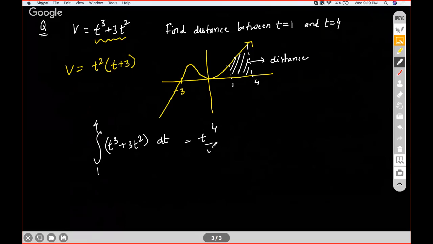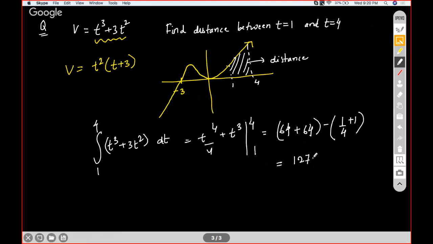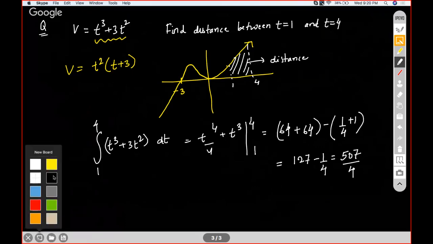So t to the power 4 by 4. Okay, so that will be 4 cubed, 64. And again 4 cubed, 64. 64 plus 64 minus 1 by 4. No, plus 1. Sorry. So 127 plus 1 minus 1 by 4. So I think that will come out to be 507 by 4. Now we'll move on to the concept of motion along a plane curve.